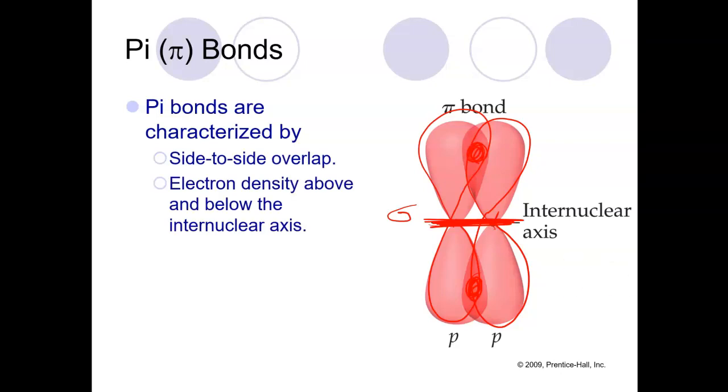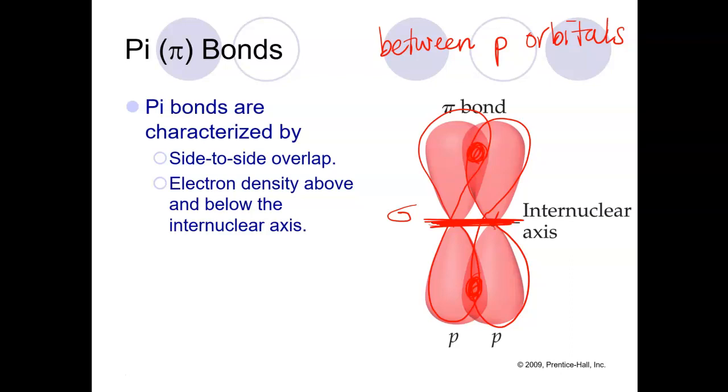So we call this side-to-side overlap because it's overlapping not where the line would be when I drew the bond, but above it and below it. So the electron density is above and below the internuclear axis, where the sigma bond is happening. Pi bonds only happen between p orbitals. So they're actually not going to happen between the hybrid orbital and the outside atom.